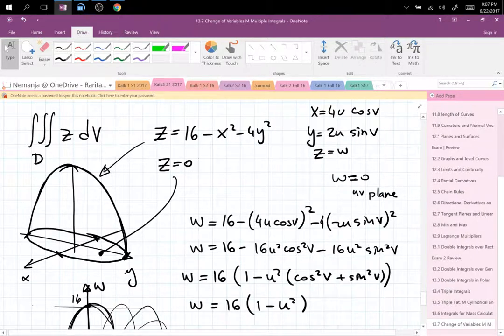Now I'm thinking, let me just try something on the board before I write it over there. If I divide y by x, I get 2u sine v over 4u cosine v, which would give me y over x equals 1/2 tangent v. Does that help in any way? Maybe. No, it doesn't help.